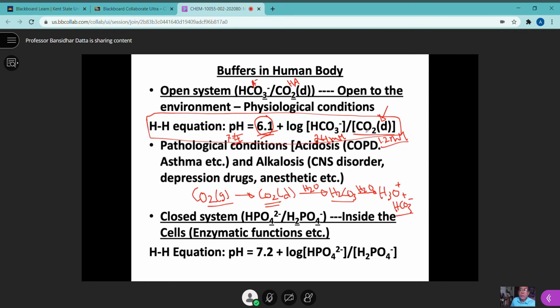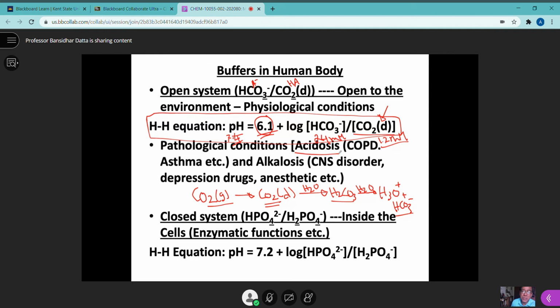If the concentration of carbon dioxide is very high, what will happen to the pH? It will go down, because carbon dioxide is in the denominator. So too much carbon dioxide in the blood means acidosis. That disease is called acidosis.